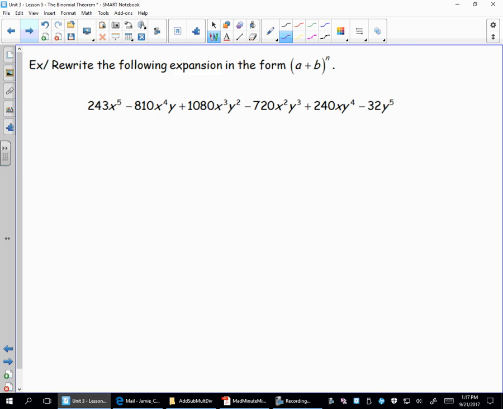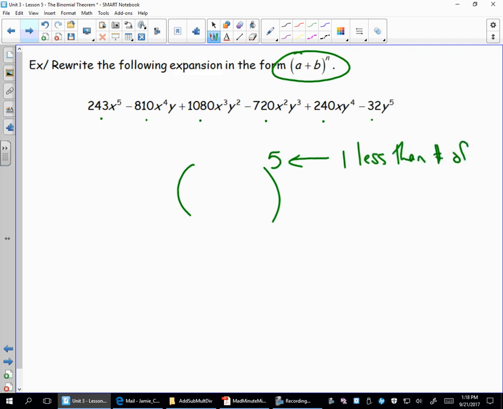Backwards is actually way easier than forwards, because there's some things you can figure out pretty quickly. So I have an expression, big long one here, and I want to rewrite it back in its bracket form. Well, some things I know right off the bat. I know that there's 1, 2, 3, 4, 5, 6 terms. So I know what n is. n has to be the number 5. It's always 1 less than the number of terms, right? We counted before, we said our n was 3, there had to be 4 terms.